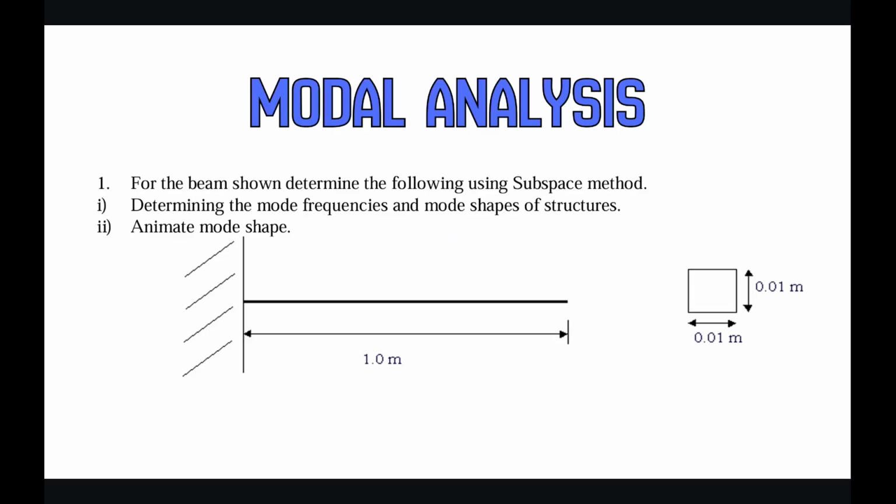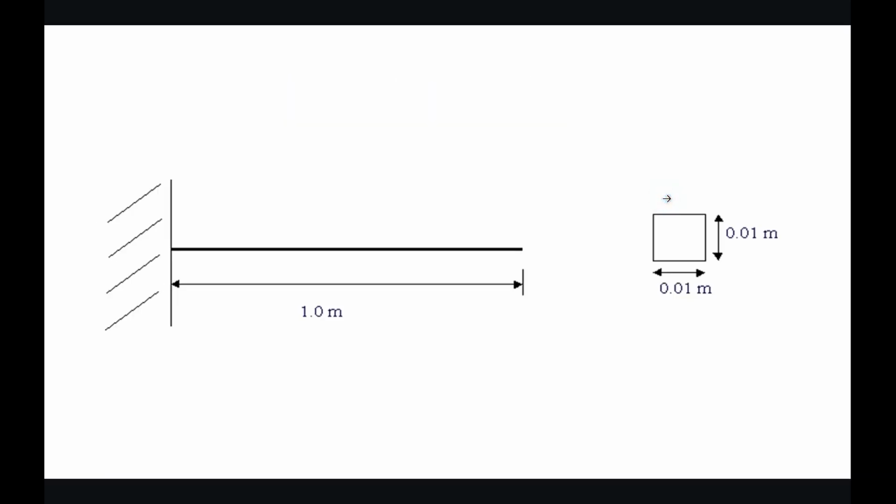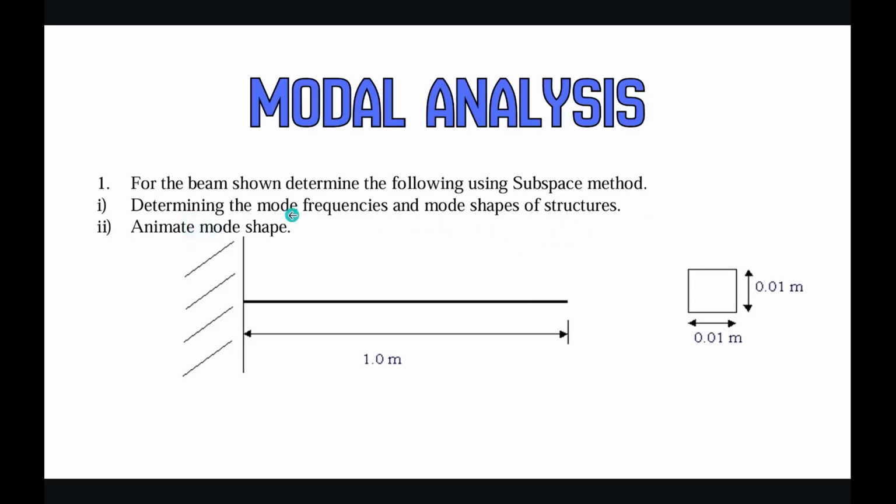So this particular problem has the modal analysis on the cantilever beam, where the beam is fixed at a particular position and left free on the other end. The configurations of this beam, like thickness and length, have been given. We'll need to determine the mode frequencies and also the mode shapes of the structure, and the animation of the mode shapes should be displayed.